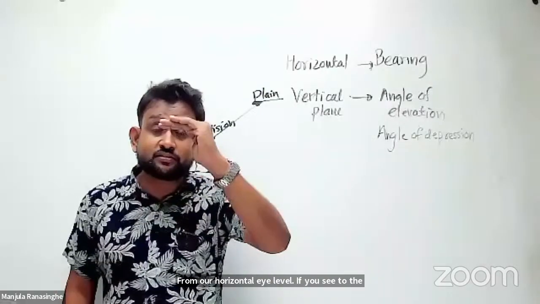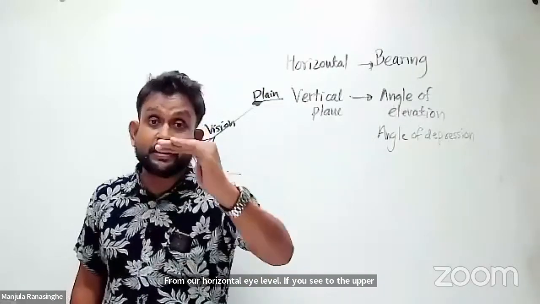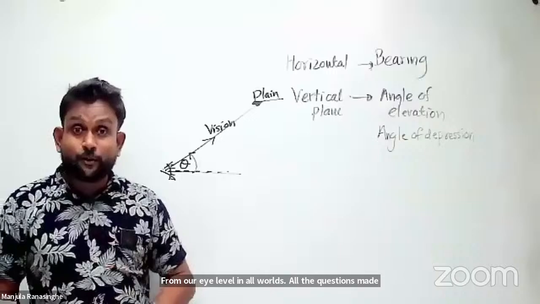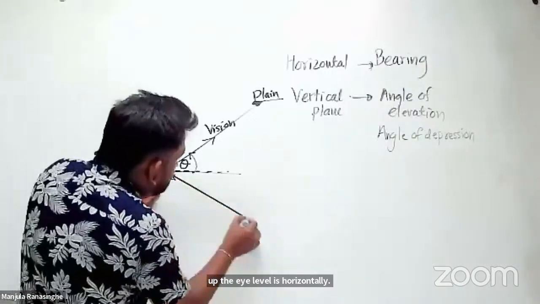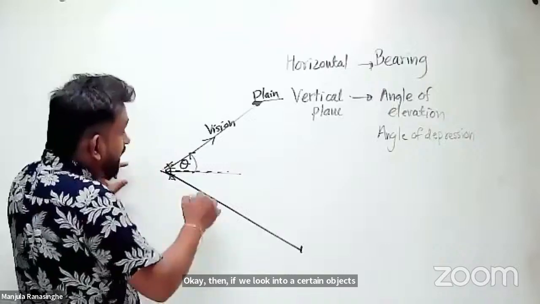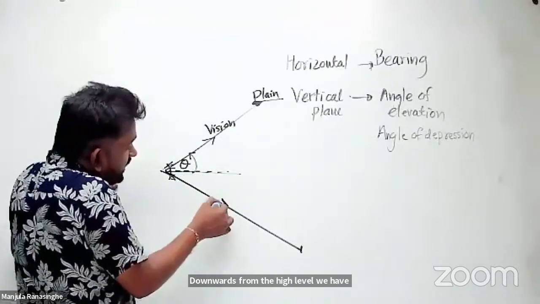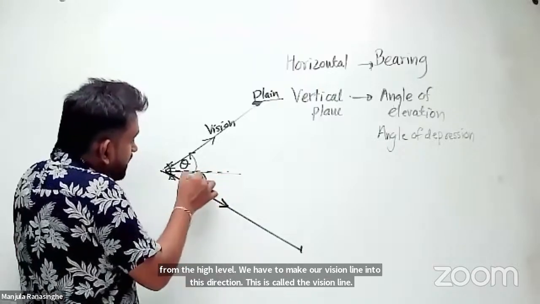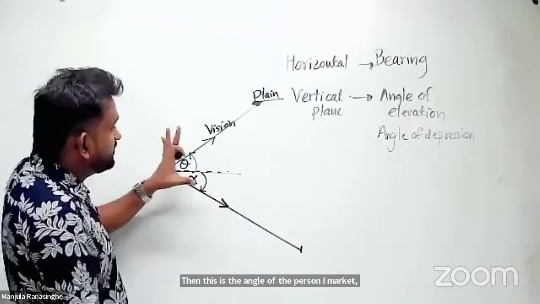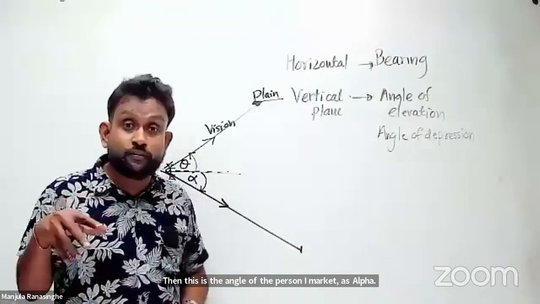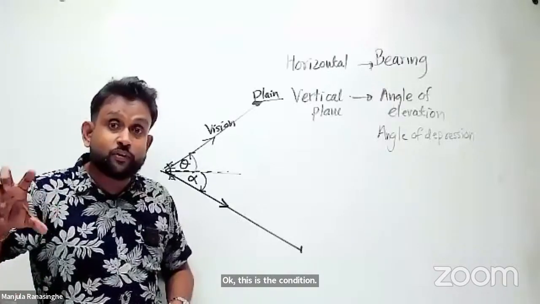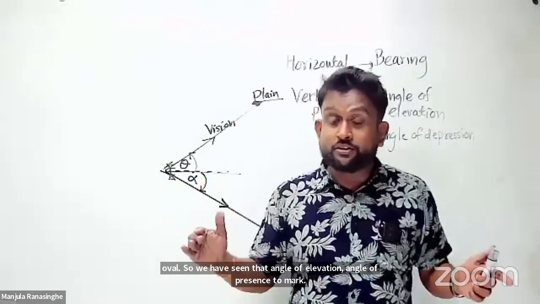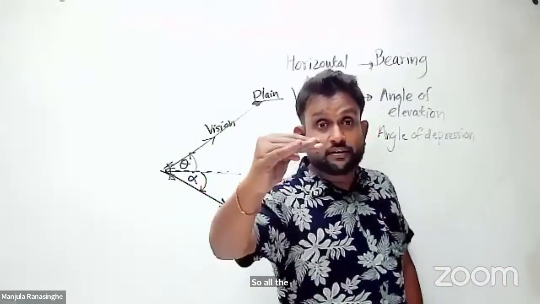When we see something downwards from our eye level, in O-level maths all the equations are built with the eye level horizontal. If we look at an object downwards from the eye level, we have to turn our vision line in this direction. This is the vision line. Then this is the angle of depression. I mark it as alpha. In short questions in O-level papers, we also see angle of elevation and angle of depression to mark. So always remember, from the point where you look, make a horizontal line, that is the eye level.